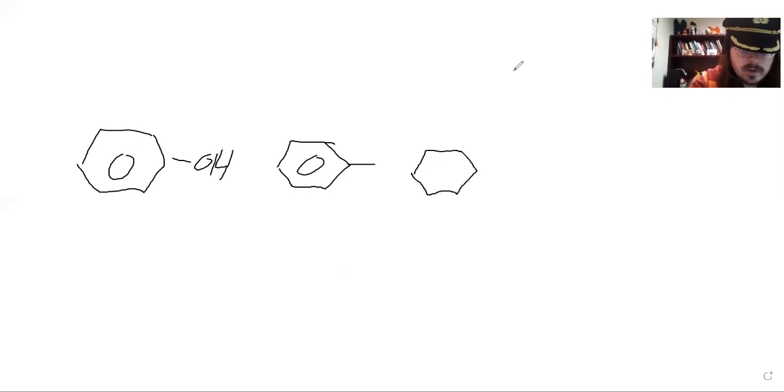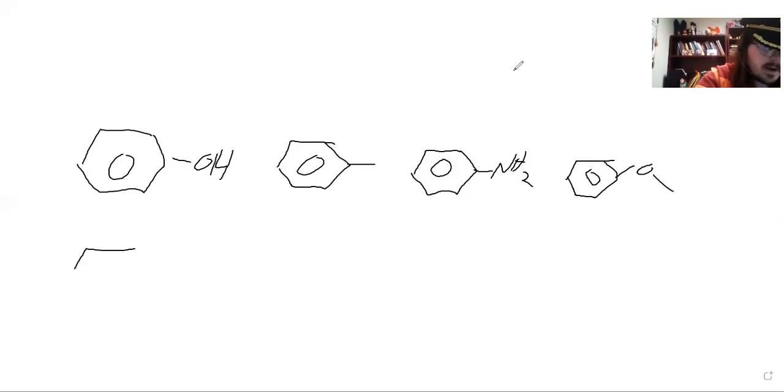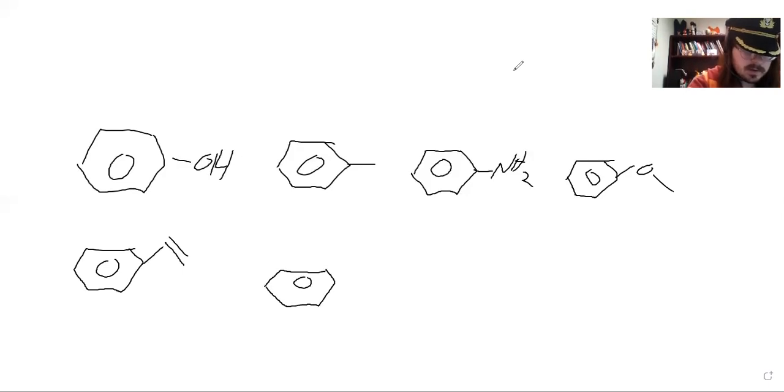For a nitrogen group onto a simple benzene, it's aniline. If I add a methoxy group onto a benzene, it's anisole. If I add a vinyl group, which is an alkene, onto that, it becomes styrene. And if I add an aceto group, the methyl ketone, well, ethyl ketone, it's acetophenone.